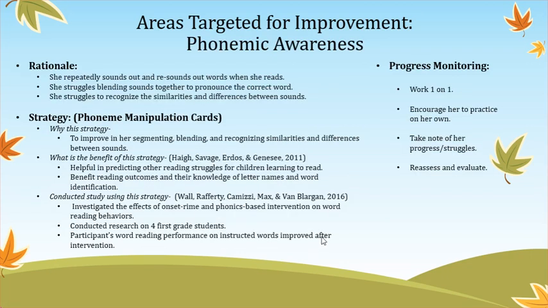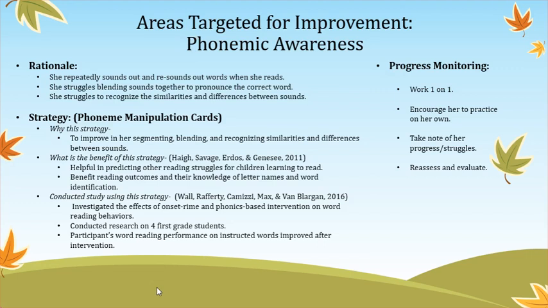Again, the second area that I chose to target for improvement is her phonemic awareness. This is because she repeatedly has to sound out and re-sound out words when she reads. She struggles blending sounds together to pronounce the correct word, and she struggles to recognize the similarities and differences between sounds. So the strategy that I chose is phoneme manipulation cards. I chose this strategy because I want to help Ellie improve in her segmenting, blending, and recognizing similarities and differences between sounds.